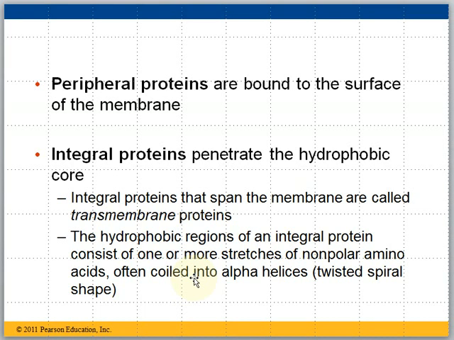The hydrophobic regions of these proteins usually consist of a couple of stretches of nonpolar amino acids, so that nonpolar usually makes it hydrophobic, and they're coiled in what's called alpha helices. Remember, there was alpha and beta, and the alpha was the twisted helix, and the beta was the pleated sheet. Well, these tend to be the alpha helix, and so this nonpolar region is going to be toward the center of the membrane, away from the liquid environments inside and outside the cell.